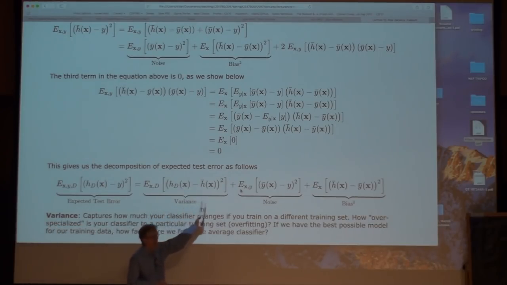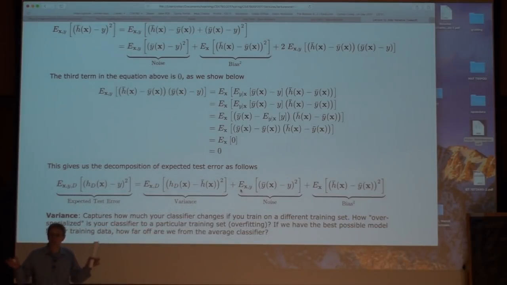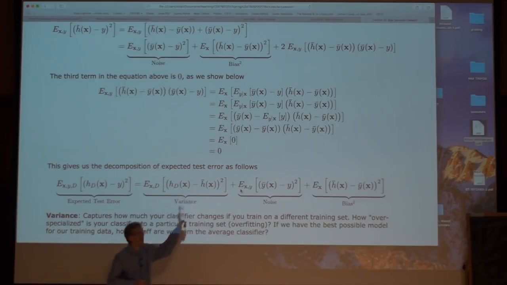So the first one is the variance. The variance basically says, how much do my classifiers vary? In some sense, a classifier is a random variable. I'm drawing a classifier, where the process is that I draw a data set and then I train a classifier. So I can also view it as drawing a classifier. If I draw various classifiers, how much do they vary from the mean? This is exactly the variance of these classifiers.